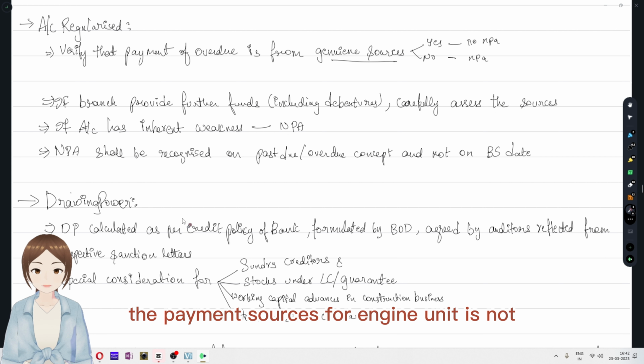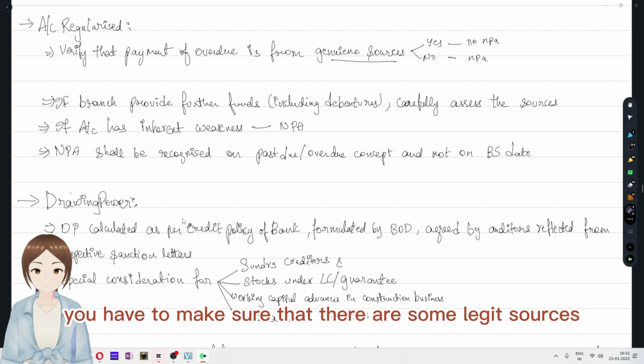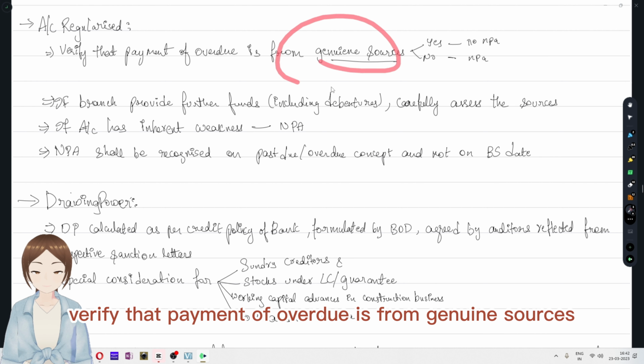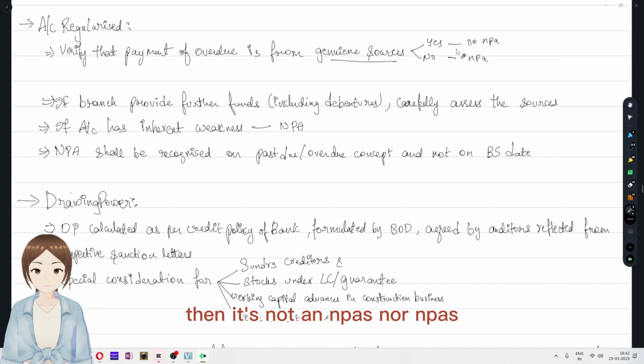So you have to check that the payment sources were genuine. It is not that it was done just before the year-end process, only for window dressing. You have to make sure that they are from legit sources. Verify that payment of overdue is from genuine sources. If genuine sources, yes, then it's not an NPA.